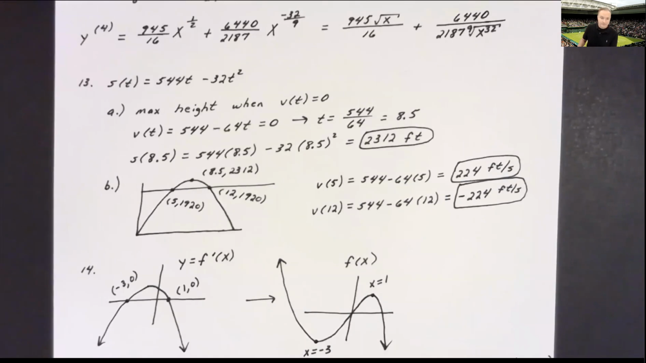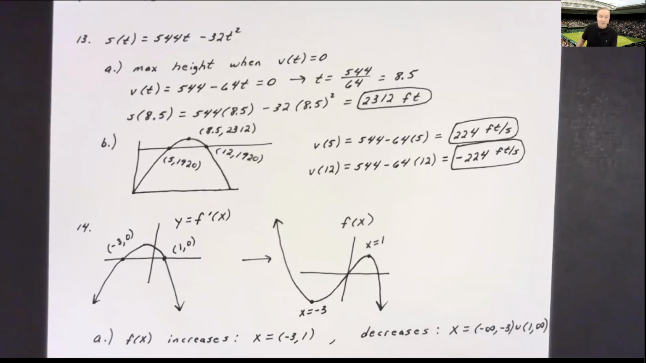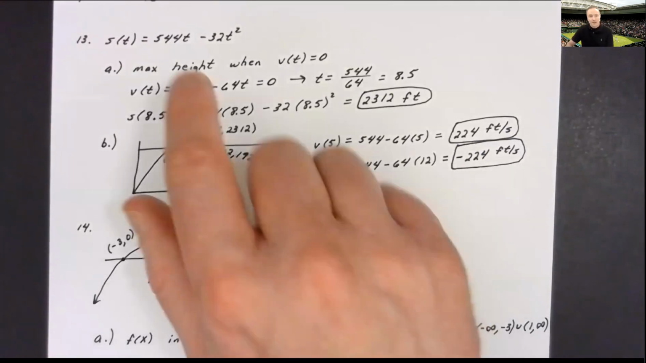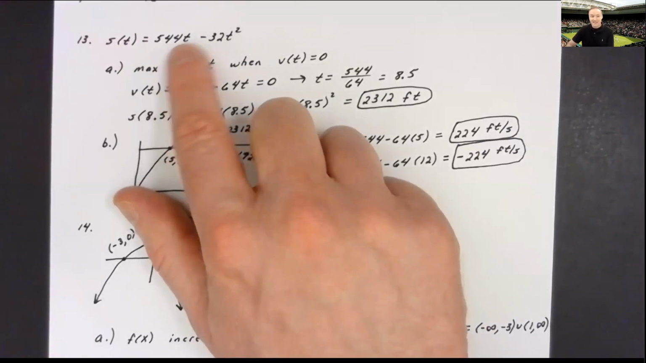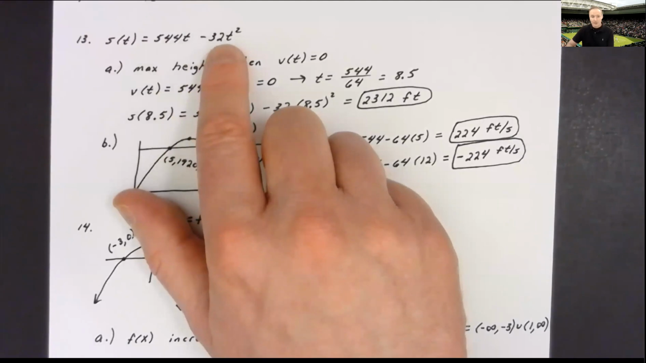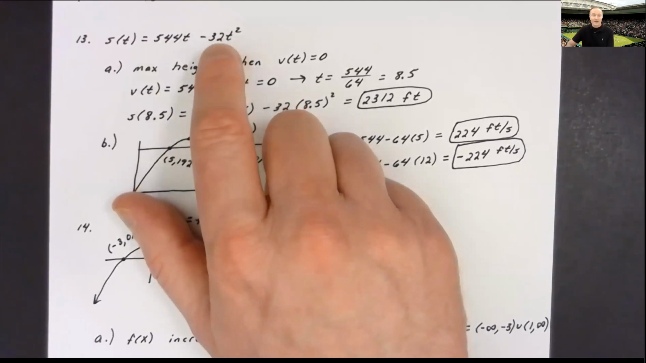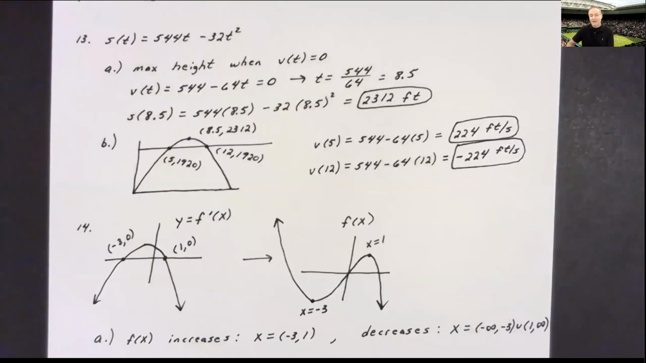Up next, we have the vertical position function problem, where I give you a position function, in this case 544t minus 32t squared, and I ask you to find the maximum height, and then I ask you to evaluate the velocity at a given height, and that given height is going to be a height on the way up and on the way down.